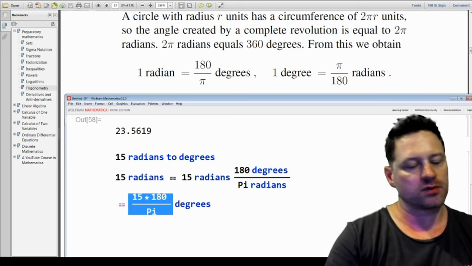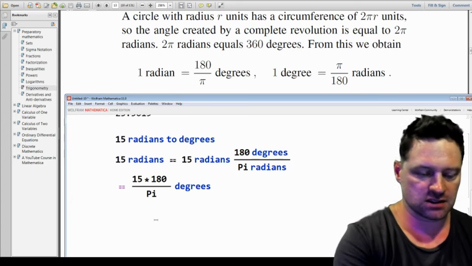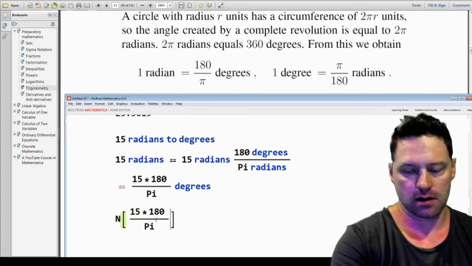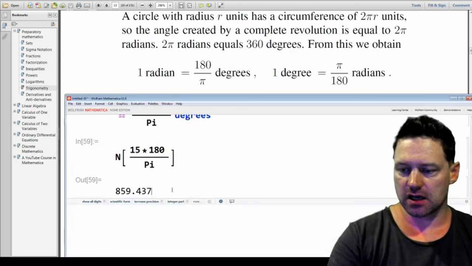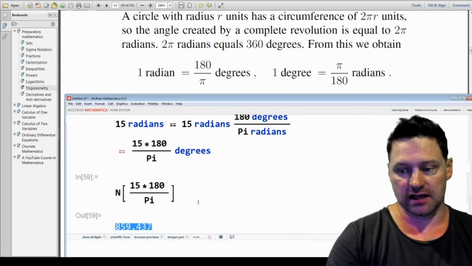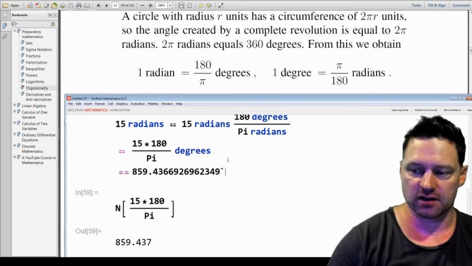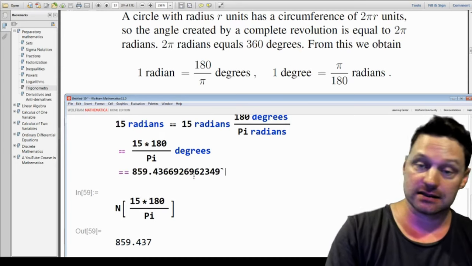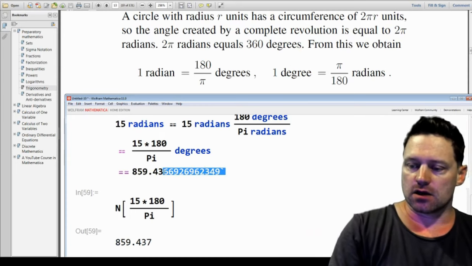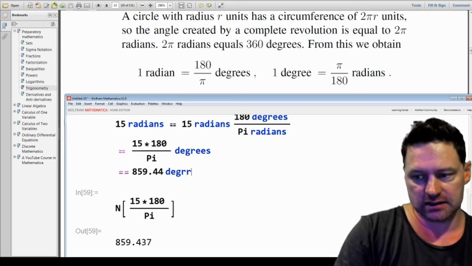Okay, and now I just need to simplify that number. All right, but I probably want to view this as a numerical answer. So I'll just calculate this below. Shift enter, and I get 859 degrees, okay? And that's perfectly acceptable, even though it's greater than 360. So I'll talk to you about that in a moment after I write this out, degrees.